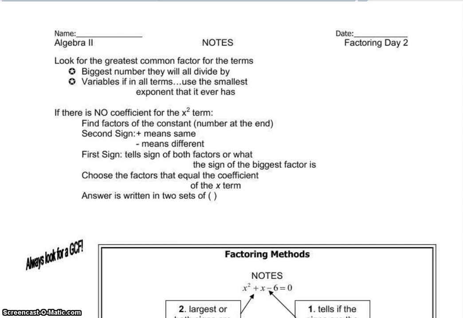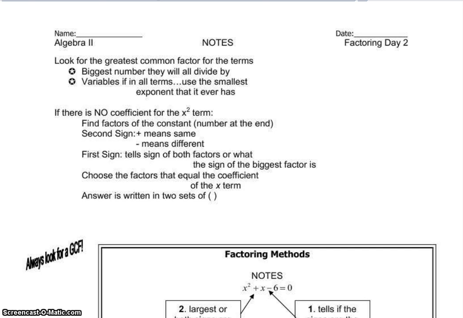We're going to look at trinomials that do not have a coefficient in front of x squared. There's not a number with the x squared. You still want to remember what we did yesterday, and the first thing you want to do is look for the greatest common factor. This would be the biggest number that they would all divide by, and it would be a variable if it's in all terms. It has to be in all 3 terms though. If that happens, you use the smallest exponent that it ever has.